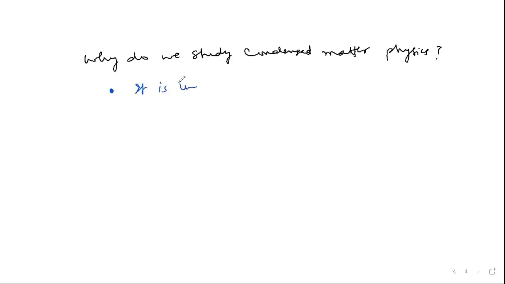Now, why do we study condensed matter physics in the first place? There are reasons for that. Some reasons we can list this way. One reason is it is the world around us. That means almost all of the physical world that we see is in fact condensed matter.